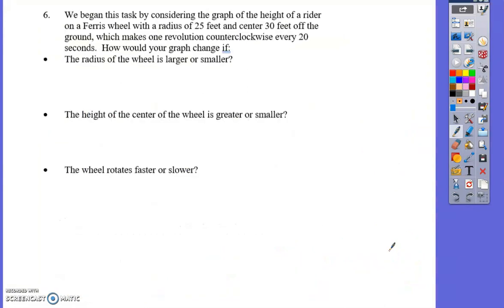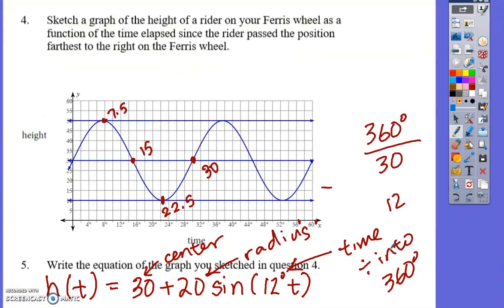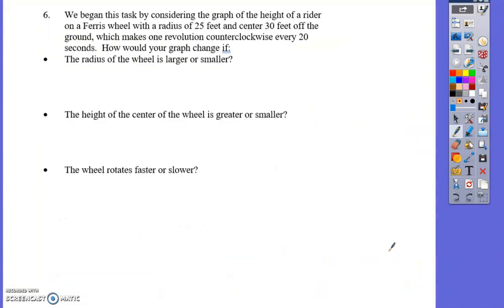So we've been considering our task. We've got our basic situation. What happens to the graph when the radius of the wheel is larger or smaller? My wheel has a smaller radius. What that does is it changes the distance from the midline to the peaks. So it's changing the distance from the midline to the peaks. We want to say something about that and what's happening.